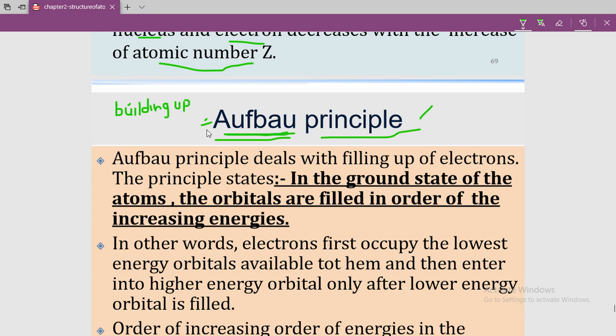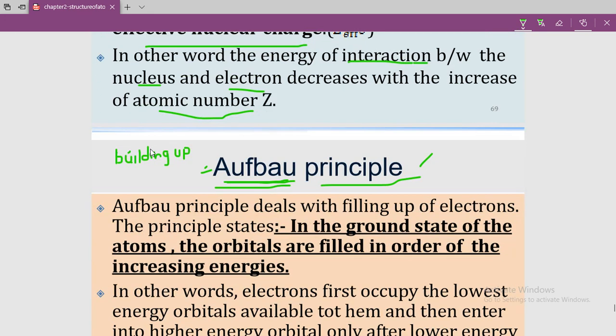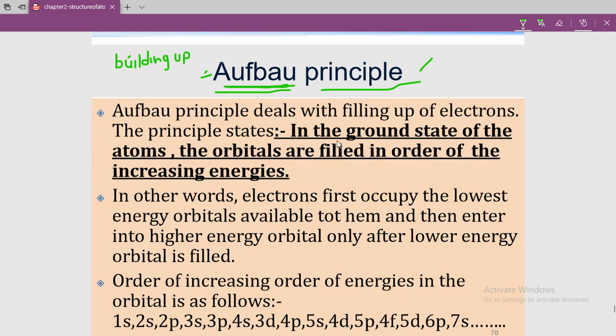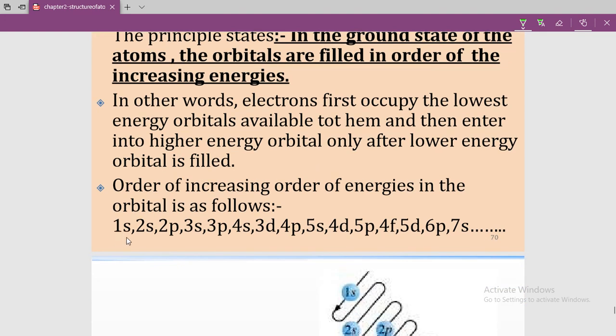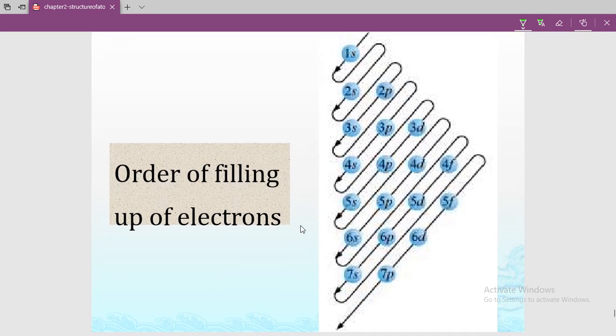This is the building up. It means the way of forming a building. First we make the ground floor, then the next floor and the next floor. Similarly, this principle shows that electrons go first into the ground state, then orbitals of increasing energy. According to this rule, electrons first enter 1s, then 2s, then 2p, then 3s, 3p, 4s, 3d. Like this you can see here.